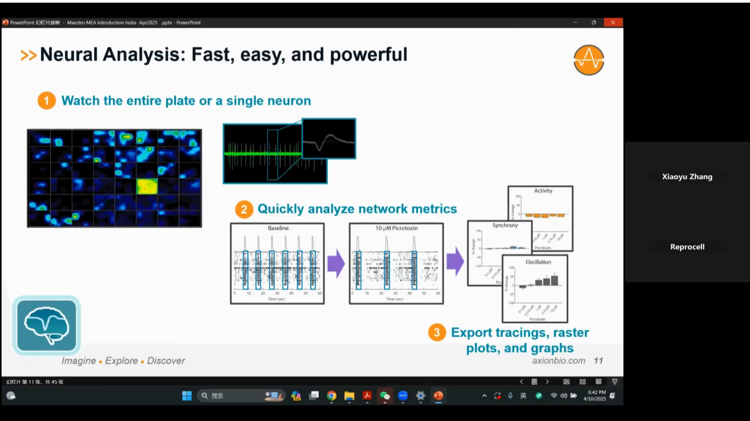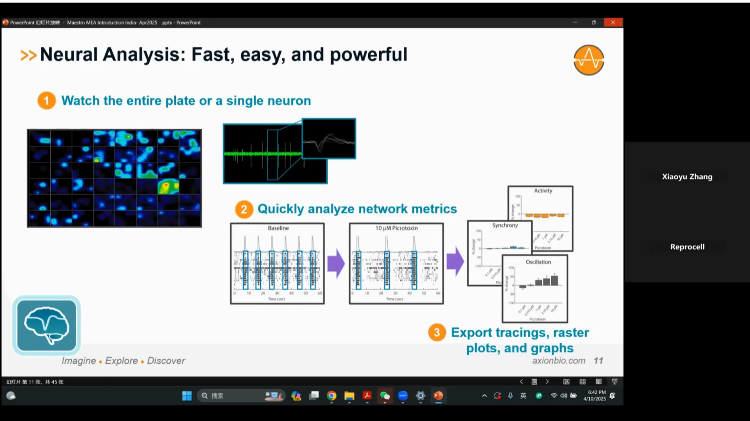So the data recording and analysis with our Maestro MEA system and software are fast, easy, and powerful. Customers can use the mean firing rate heat map to get an overview of the entire plate, or dive deeper into continuous spike data, or overlay the waveform plots in different software interfaces. And they can also export the raster plots and bar graphs in less than an hour.